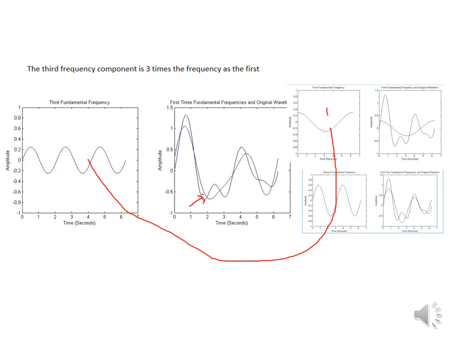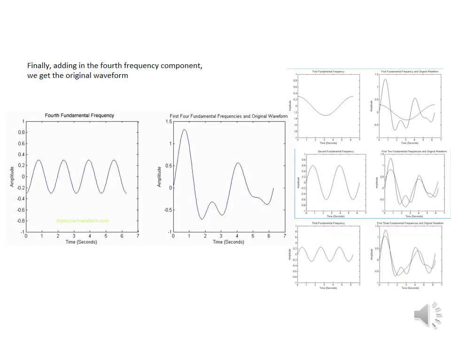Now I'm going to add the fourth one. So once you have this waveform and this waveform and this waveform and this waveform, and you add those four, you will end up with the original waveform. So from this example we can see this signal is made up of four sine waves with different frequencies.